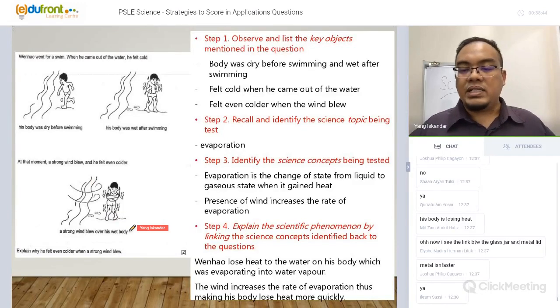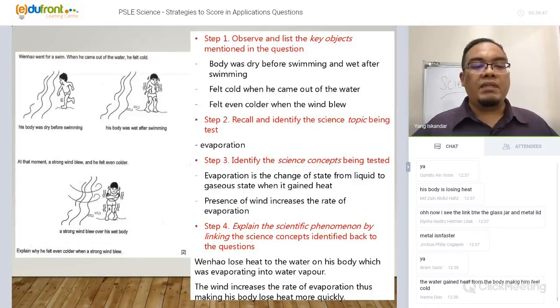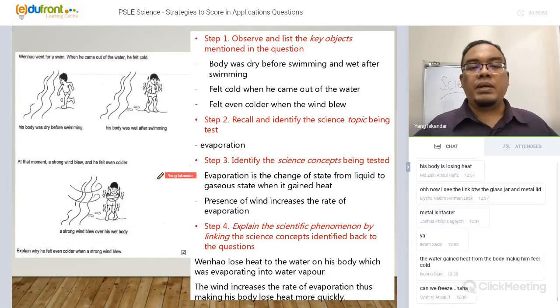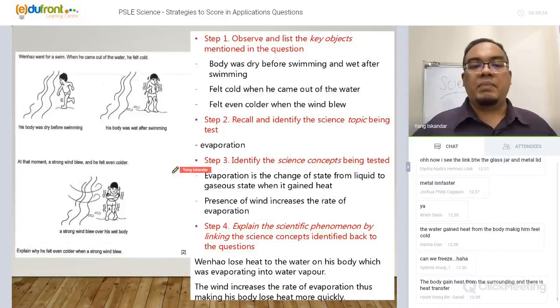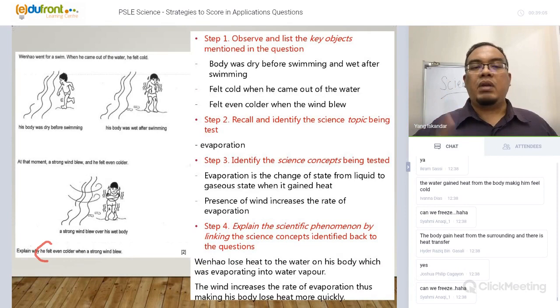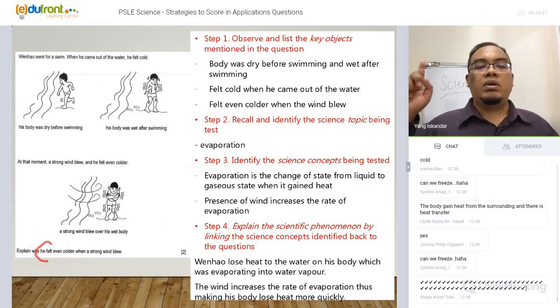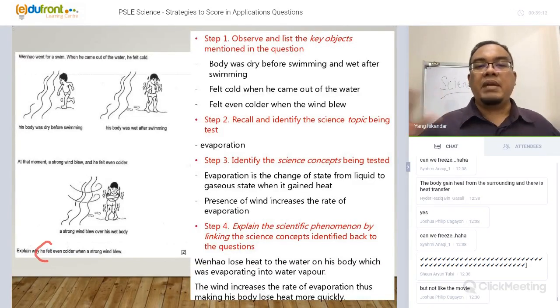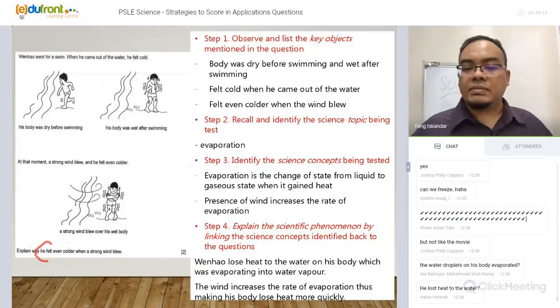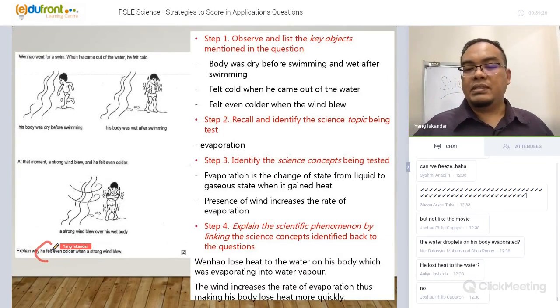So the question is a 2-mark question. Explain why he felt even colder when a strong wind blew. What topic is this? This is under evaporation. The question here is why he felt colder, so you need to explain in terms of why Wen Hao felt cold. Do not explain why the water evaporates or why the wind blew. You need to explain why he felt cold. Fundamentally, why do we feel cold? Shan, why do we feel cold? Have you felt cold before?